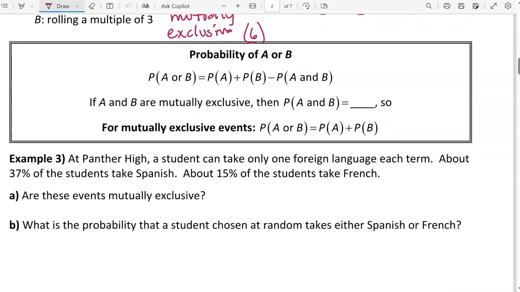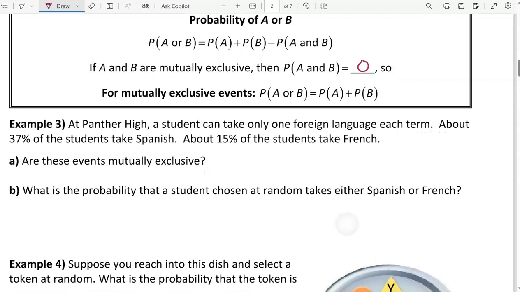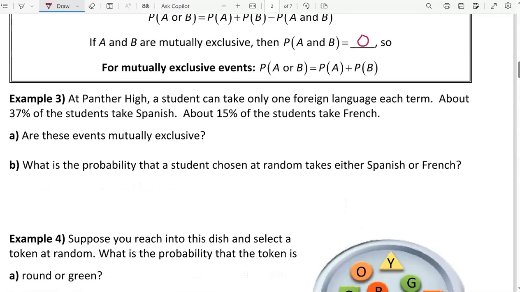All right, now we're going to take a look at the probability of A or B. The probability of A or B is the probability of A plus the probability of B minus the probability of A and B happening together. In other words, we're going to add their probabilities, but then we're going to subtract out the probability that happened together, because that will have been counted twice. Now, if you have mutually exclusive events, the probability that they're going to happen together is equal to 0. So therefore, the probability of mutually exclusive events is just the sum of the two probabilities.